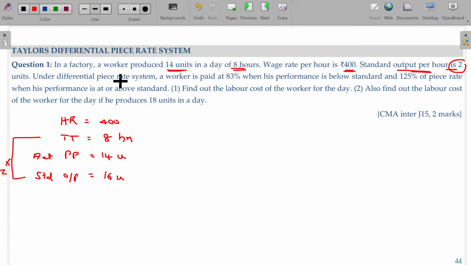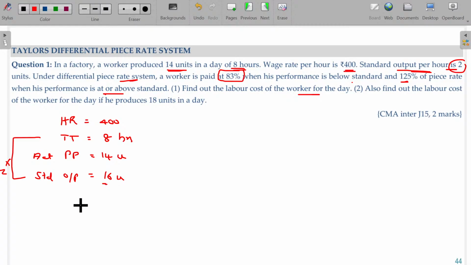Under the differential piece rate system, your worker is paid only 83% of the piece rate when his performance is below standard, and 125% of the piece rate when his performance is at or above standard. Already clearly stated here. If you are a below performer, 83% of the piece wage will be payable. If you are an above performer, 125% will be offered. Find out the labor cost of the worker for the day. So what happens here?